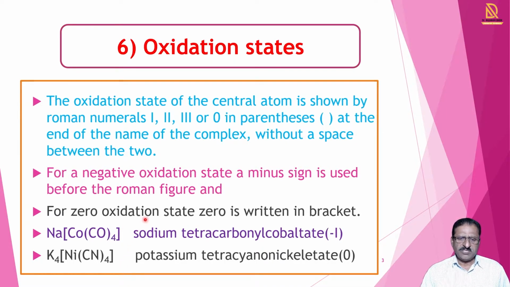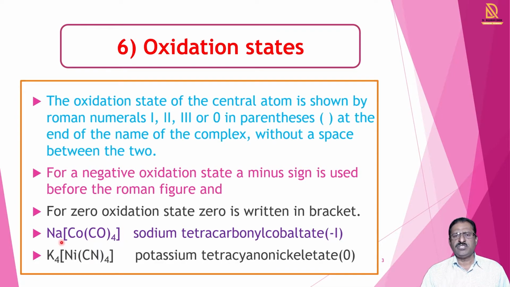Such examples we take here, and from that you get an idea how we can give the oxidation number. Here we take the example Na[Co(CO)4]. Here CO means the carbonyl ligand is present, and the cobalt metal is in the square bracket, and outside the square bracket there is sodium. This is an anionic complex ion, and outside the bracket there is sodium, which is used for balancing the charge.